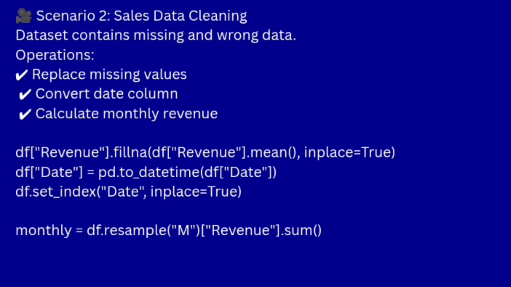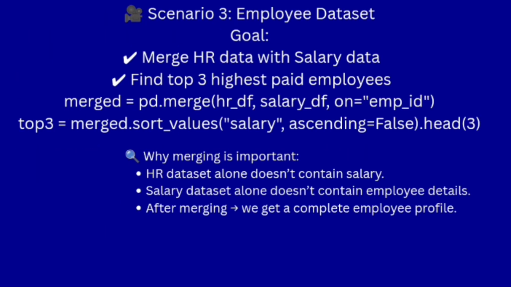Next thing is convert date column. The date of the month is necessary for each data. So we are giving monthly is equal to df.resample. M here is representing monthly, and the revenue sum is calculated there.